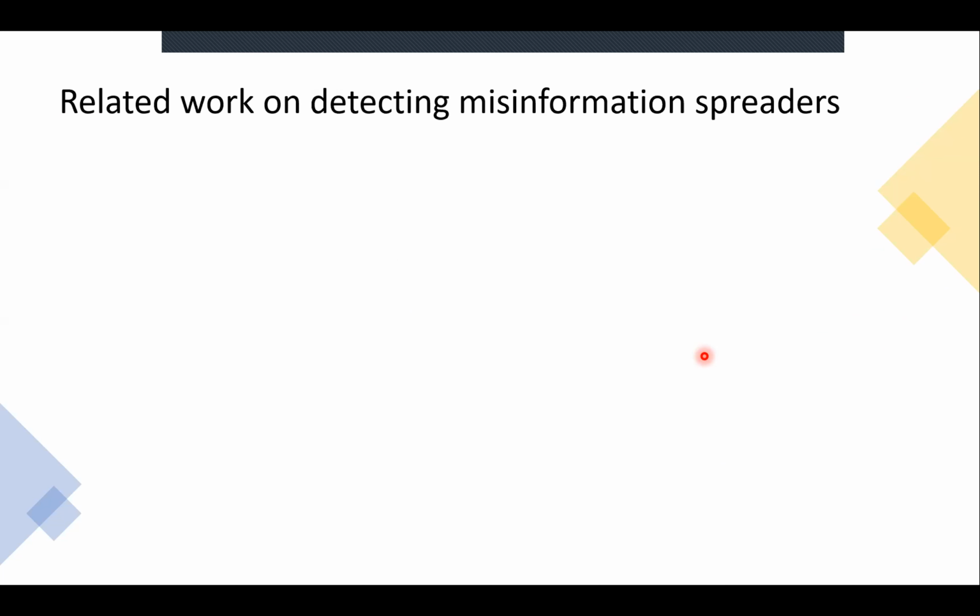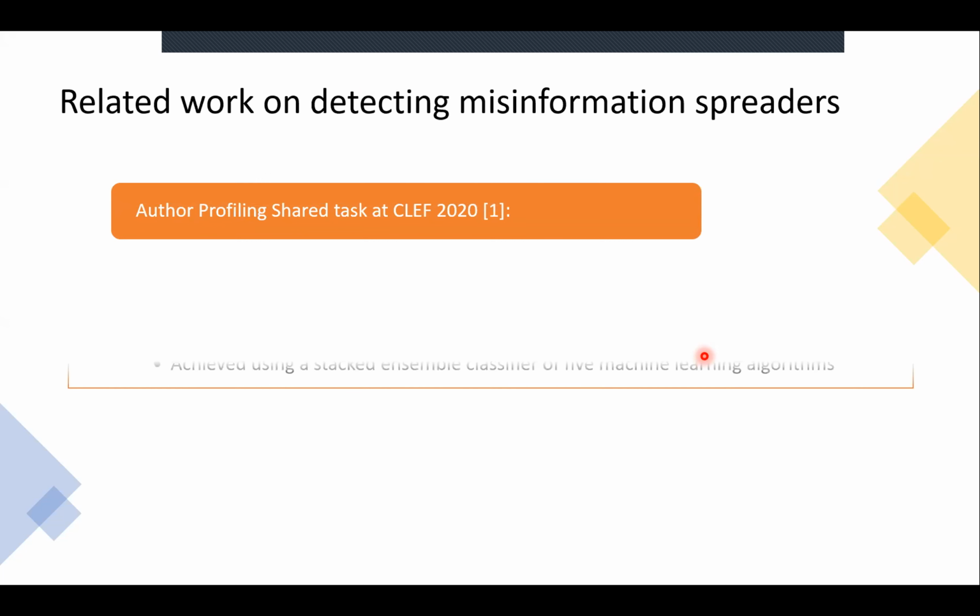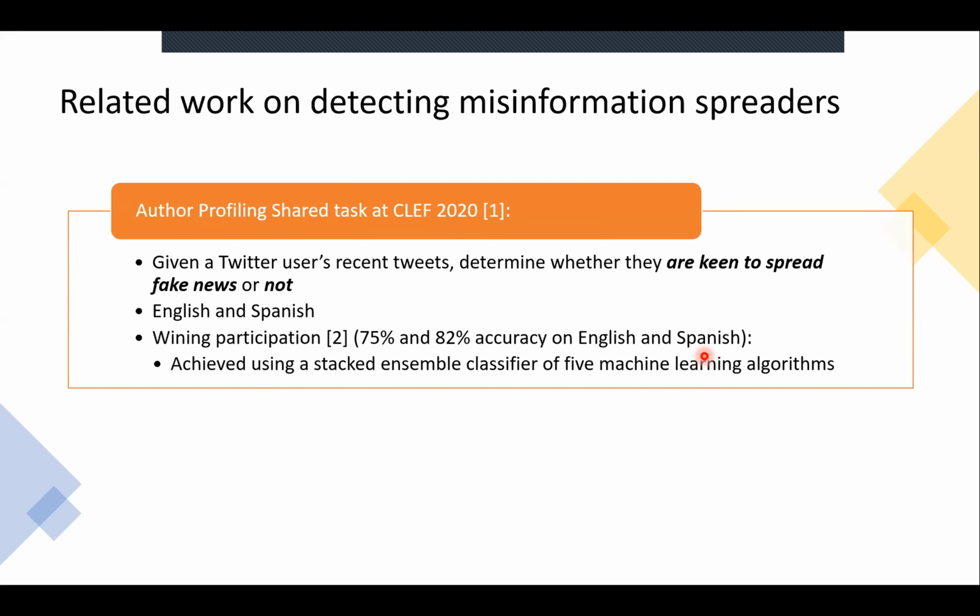There is very little related work on detecting users that are spreading misinformation on Twitter or on social media, but I tried to choose the most relevant papers to summarize in this slide. I will start with the most relevant work, which was a shared task at CLEF 2020. It was an author profiling task, and the goal was to detect if a user is keen to spread fake news or not. It is a binary classification task, dependent only on the recent 100 tweets of the user.